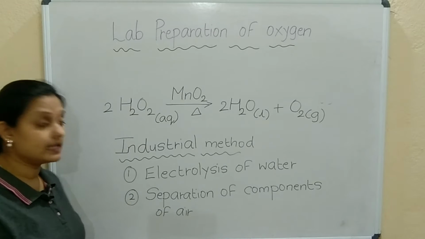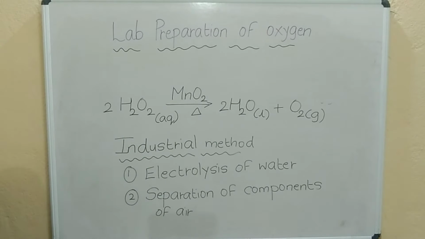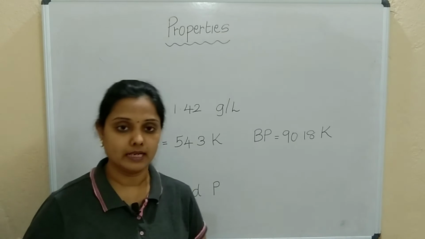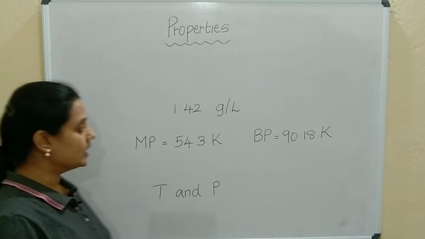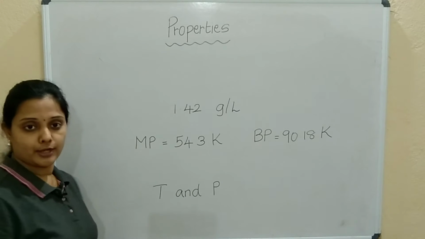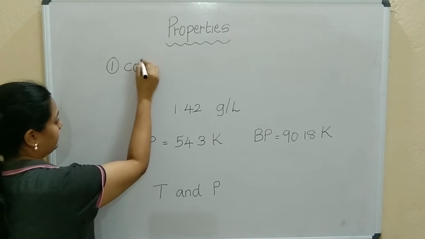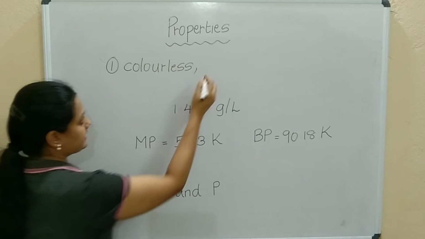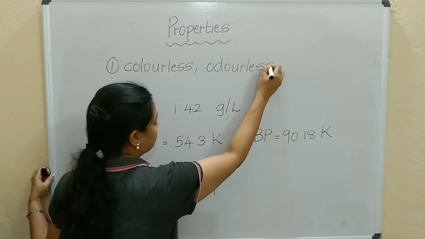We will move to the next topic, the properties of dioxygen. Just make a note of this. We will see the physical properties. I have written some numbers and I will explain. The first property of dioxygen is that it is colorless, odorless and tasteless.